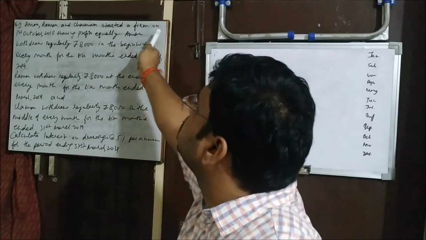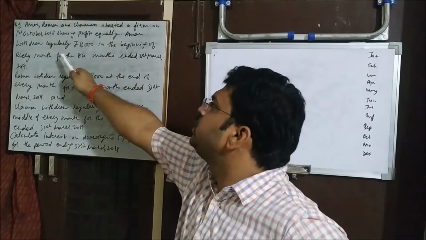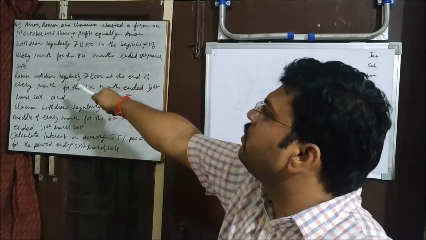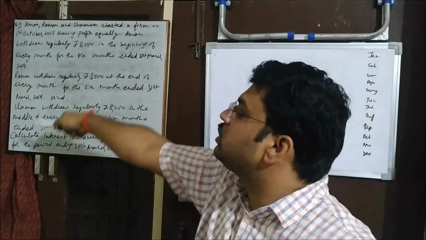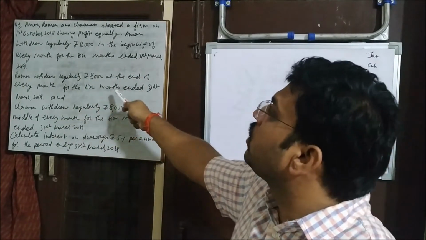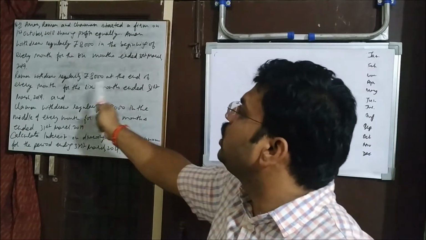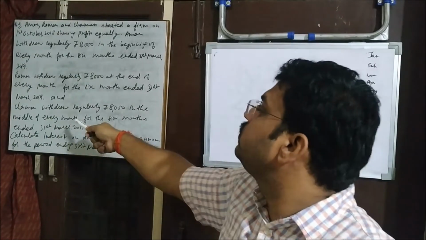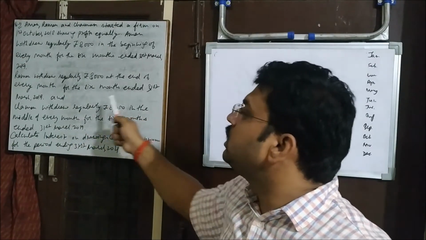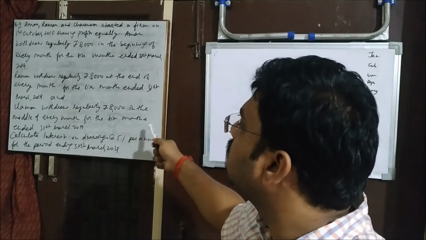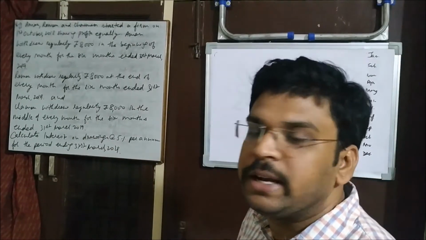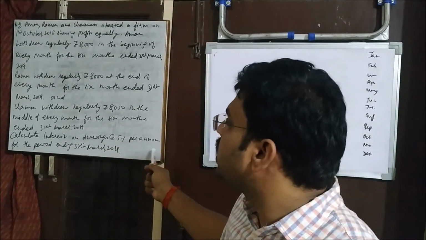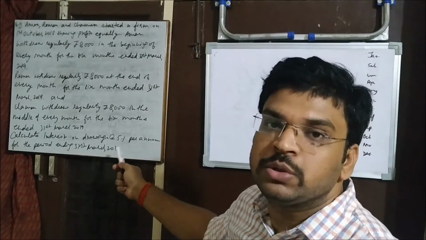Aman, Raman and Chaman started a firm on 1st October 2018, sharing profits equally. Aman withdrew regularly rupees 8,000 in the beginning of every month for the 6 months ended 31st March 2019. Raman withdrew regularly rupees 8,000 at the end of every month for the 6 months ended 31st March 2019. And Chaman withdrew regularly rupees 8,000 in the middle of every month for the 6 months ended 31st March 2019. Calculate interest on drawings at the rate of 5% per annum for the period ending 31st March 2019.